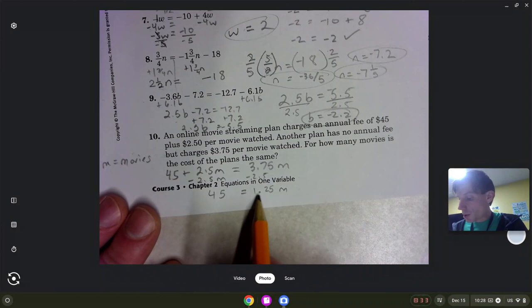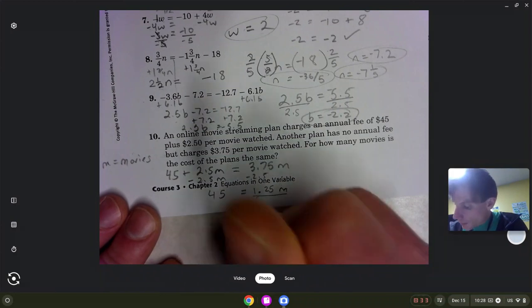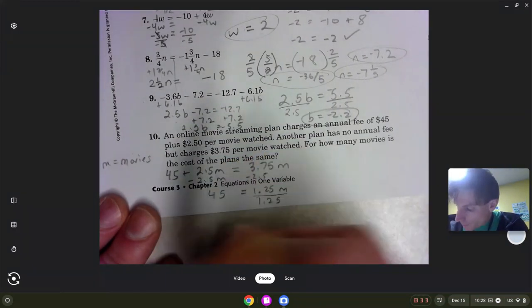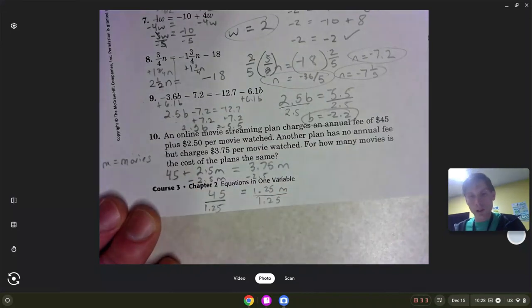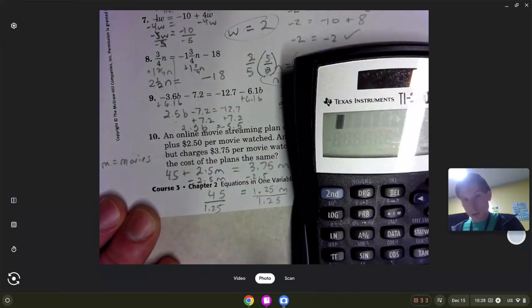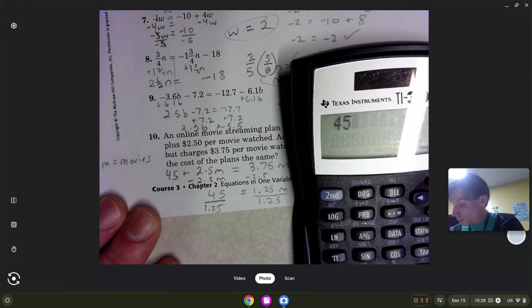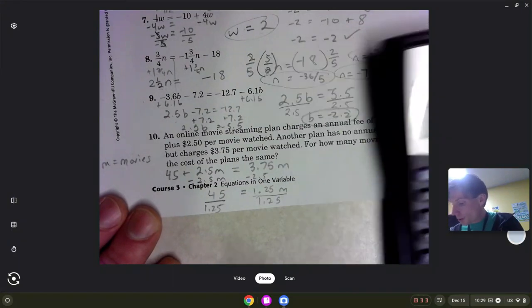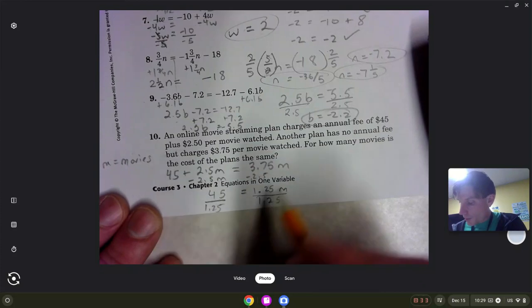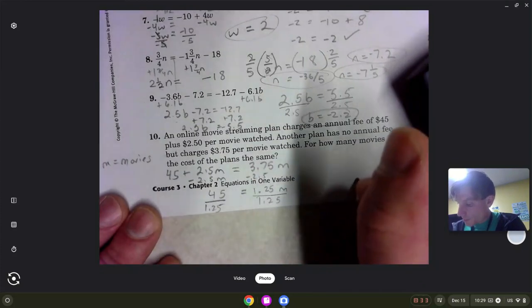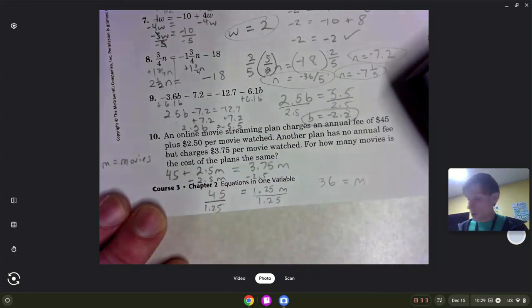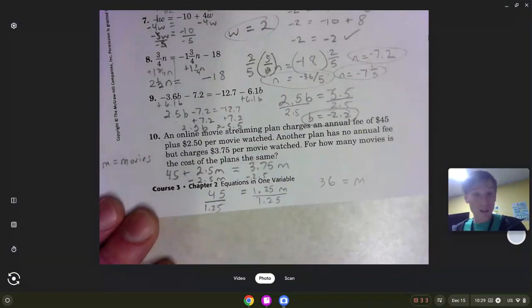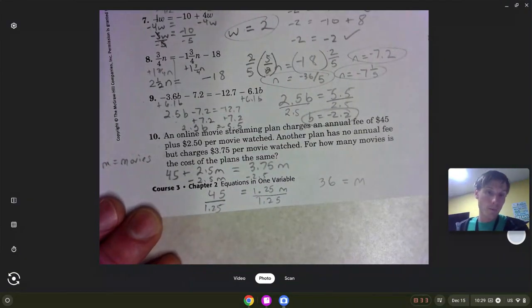Remember, we want to get M all alone. Opposite of multiplying by 1.25 is dividing. Again, that's definitely a calculator for your dear old teacher. 45 divided by 1.25 equals 36. So this divided out, this was just M, and the other side of the equation is 36. So it takes 36 movies for the plans to be the same.